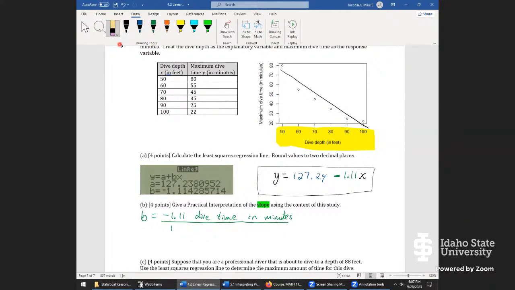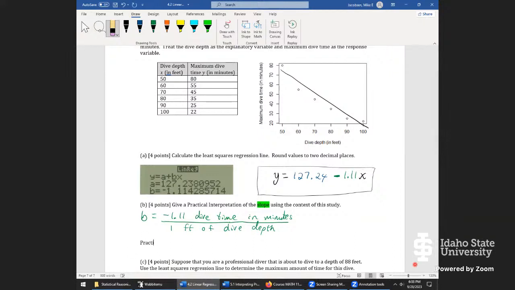If we want to be more descriptive on the bottom, it's okay to just call it feet, but you could also say 1 foot of dive depth. I also think that might be a little bit easier getting down the practical interpretation because it's just more descriptive when you put down not just the unit of feet or minutes, but what's actually happening with those units. Then the practical interpretation from here, really not too bad.